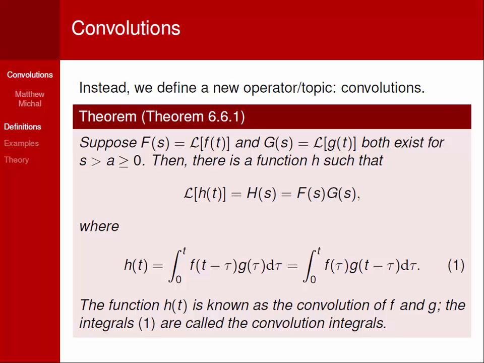So it's the integral from 0 to t of f of t minus tau times g of tau d tau, or from 0 to t of f of tau g of t minus tau. Now, tau is just a dummy variable, so I could have done f of t minus smiley face, g of smiley face, d smiley face, integrated from 0 to t. It's just a dummy variable that's hanging out there just long enough for me to integrate it out.